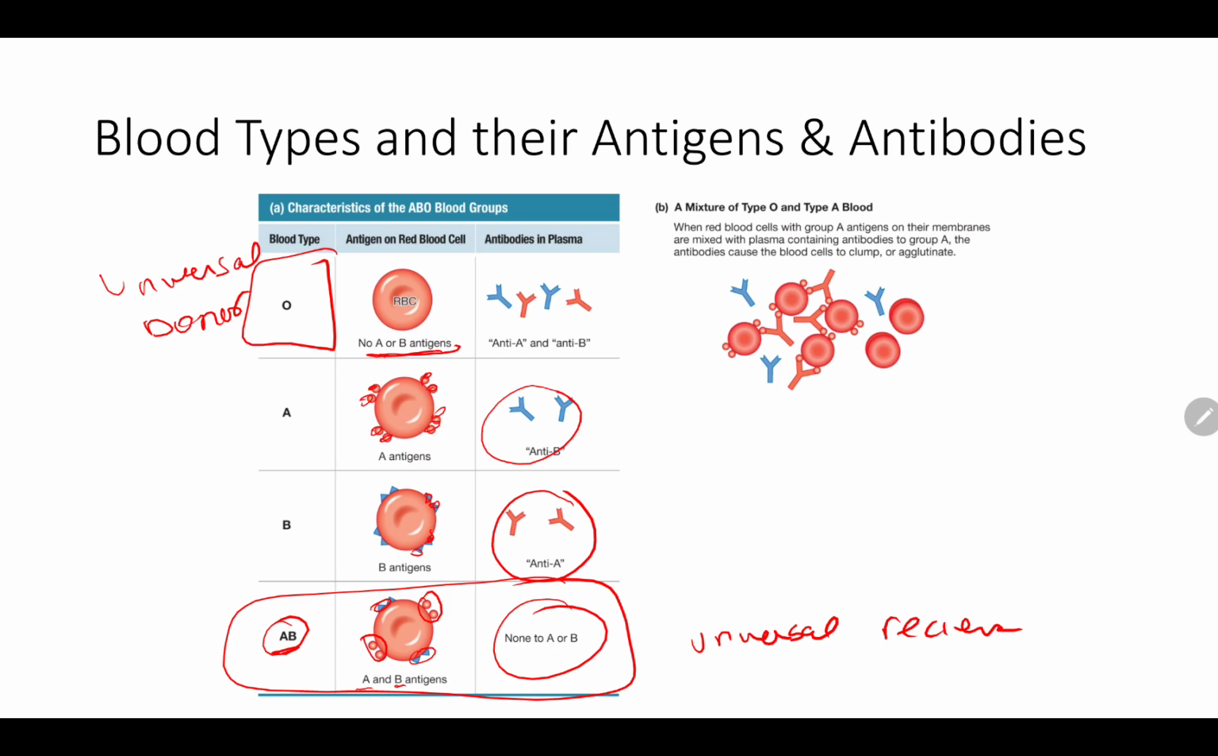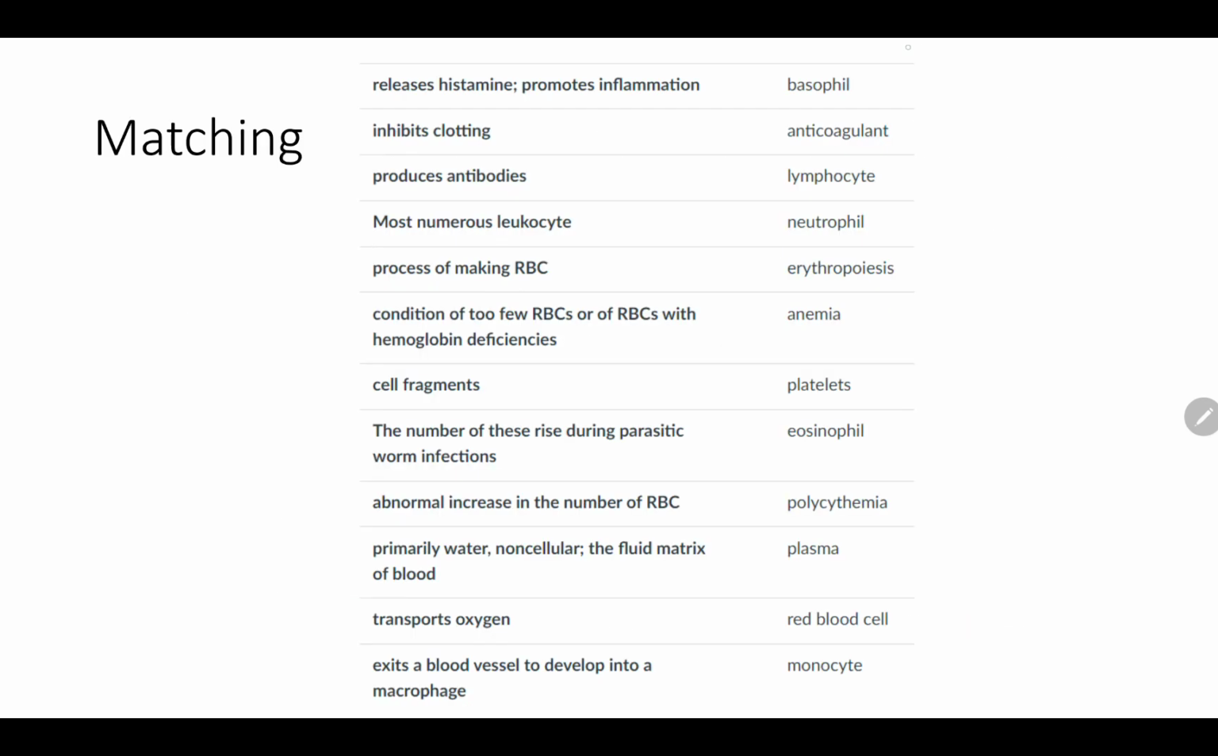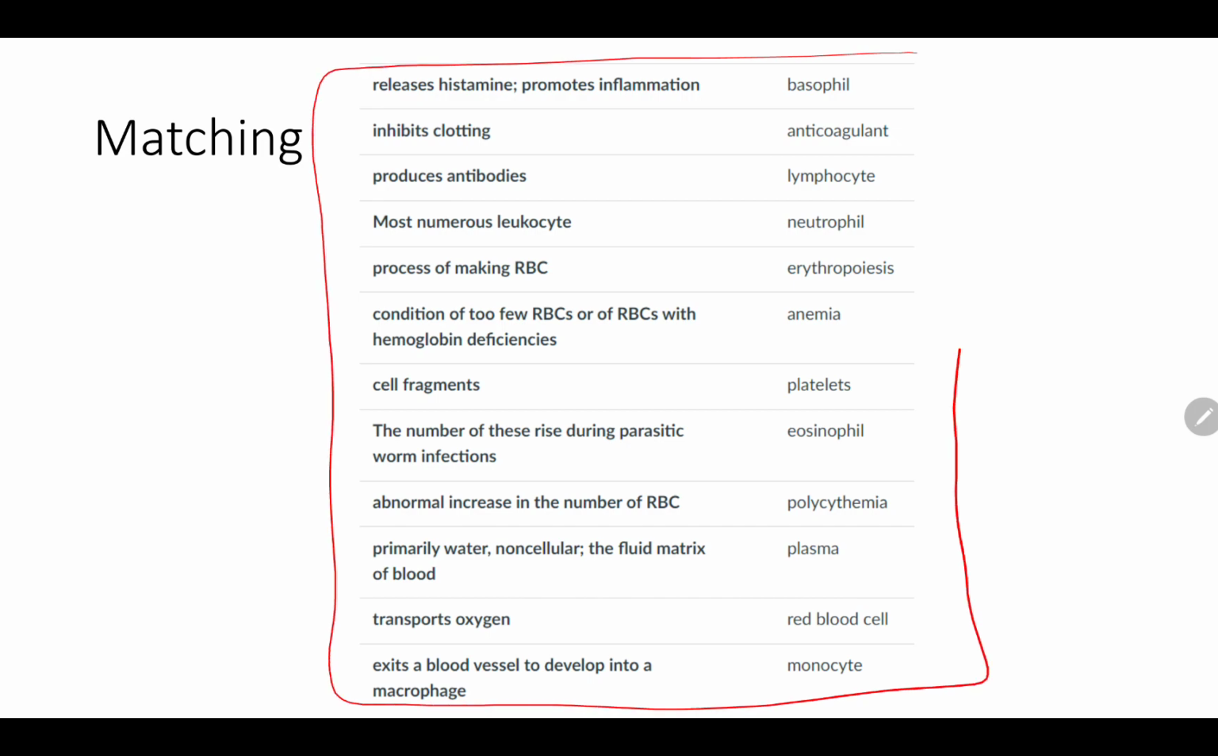So remember that because blood type O doesn't have any A or B antigens, type O is only able to receive type O blood, right? And again, type AB is the blood type where you can receive blood from any number of types. Okay, so remember these matching. You'll see matching again, right?